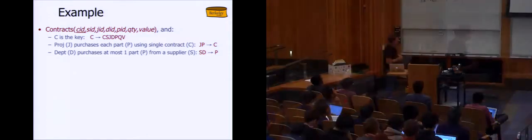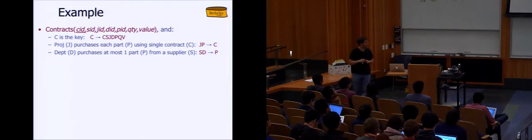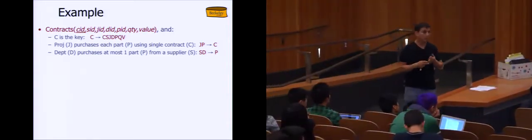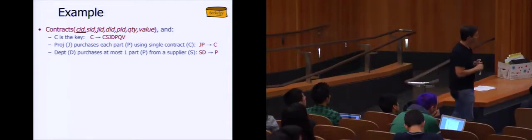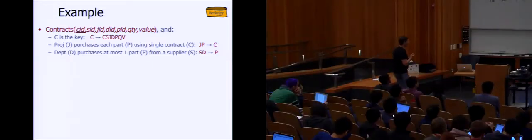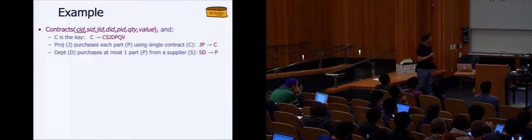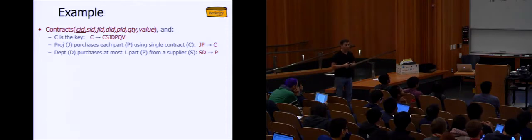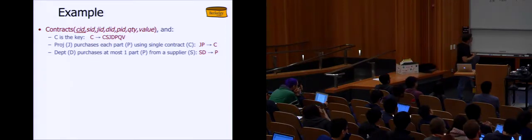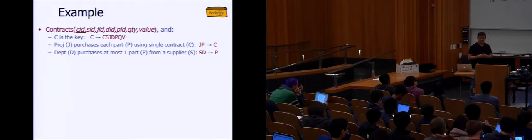And then here's some more functional dependencies that we're going to have. Project purchases each part using a single contract. All right, so for a project part pair, there must be exactly one contract. That's a rule that we're going to have. A project is going to purchase each part through only a single contract vehicle. All right, JP determines C. Here's another rule. A department purchases at most one part from a supplier. So if you buy, you know, drywall from a particular supplier, you can't buy flooring from them. Okay, you can only buy one part from that supplier. So SD is going to determine P. Got it?